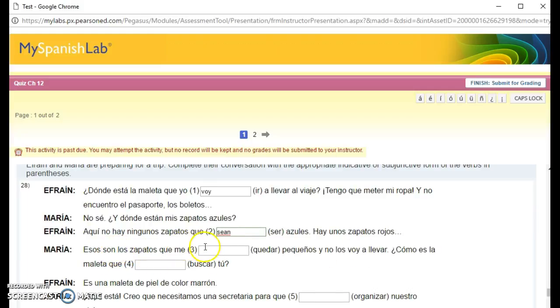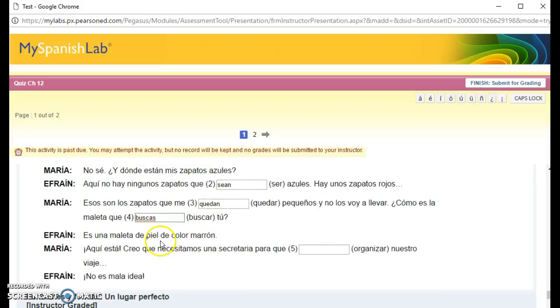Those are the shoes que me quedan pequeños, and that's the indicative, the normal form of the verb, because it's specific shoes that exist. Oh, those are the shoes that are small on me, and I'm not going to wear them. ¿Cómo es la maleta que buscas tú? What is the bag like that you're looking for? That's a specific bag. What is it like? And so buscas, use the indicative there. It's a leather brown bag.